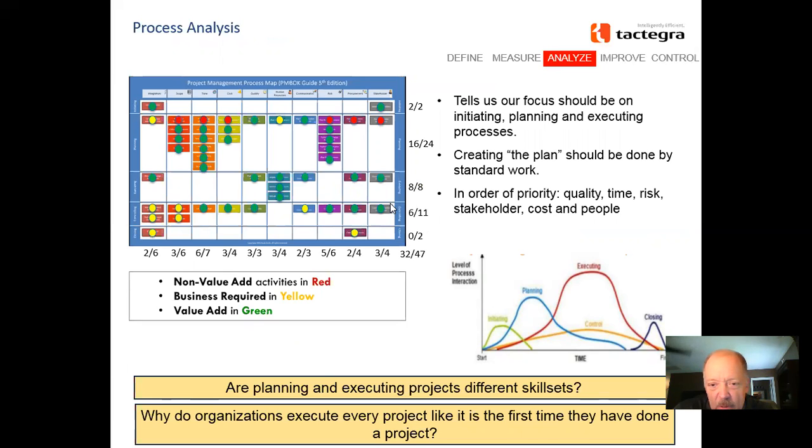And then the other thing that we found was that we started to notice that maybe some of the questions we could ask is, are planning and executing of projects a different skill set? At a financial institution that I worked at, there was one team that did the planning and a different team that did the execution. And then the other thing is, every time an organization does a project, it's almost like it's the first time they've ever done it. So these are some themes that started to emerge early in the analyze phase.